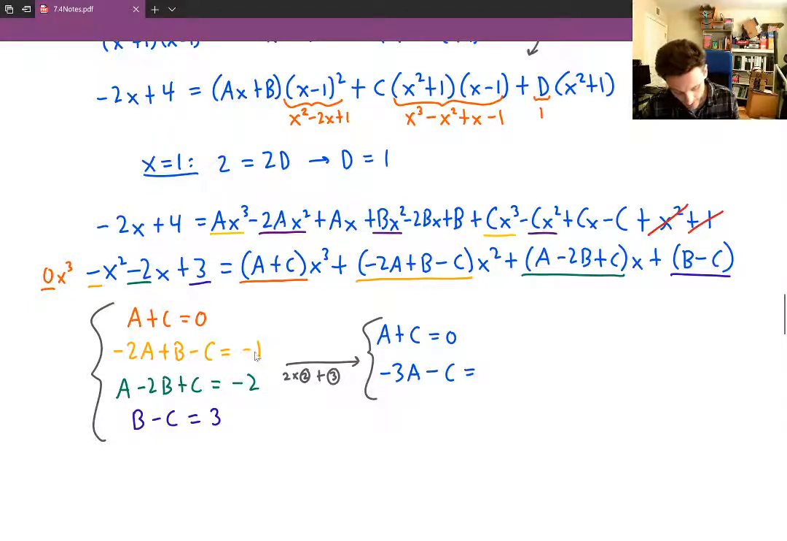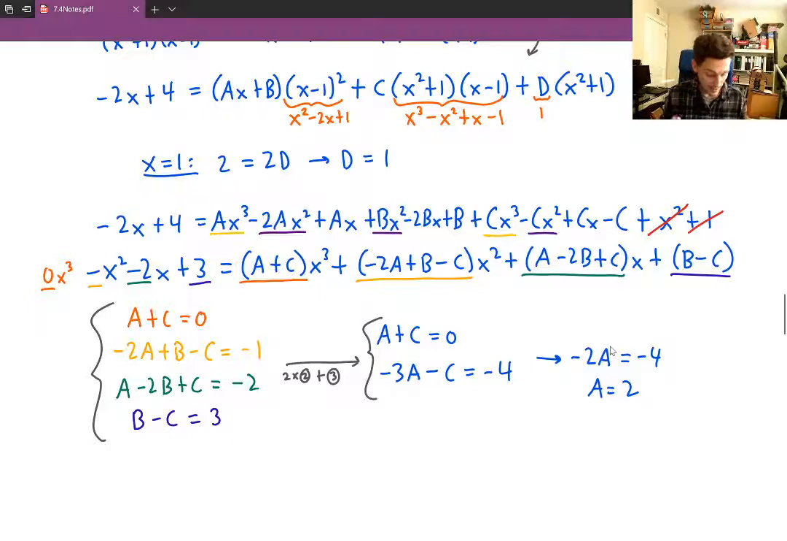And then don't forget the right side. 2 times negative 1 is negative 2, plus negative 2 is negative 4. So now we've got a 2x2 system. All we have to do now is eliminate one of those variables, and that's not too bad because we can add the 2 equations and c will be eliminated. So we end up getting, it looks like, negative 2a equals negative 4, so a equals 2.